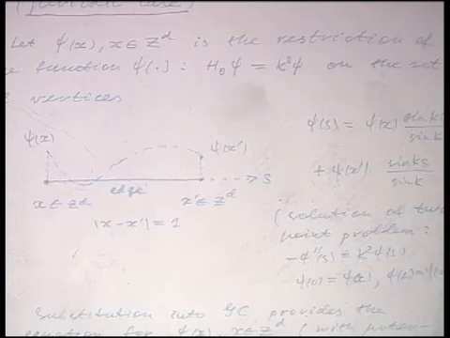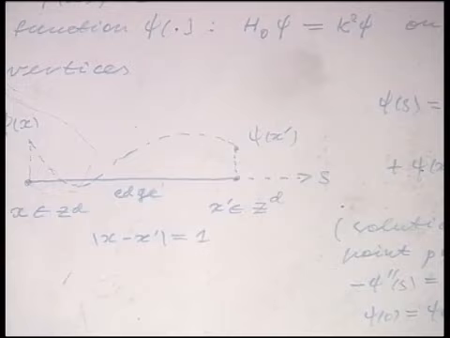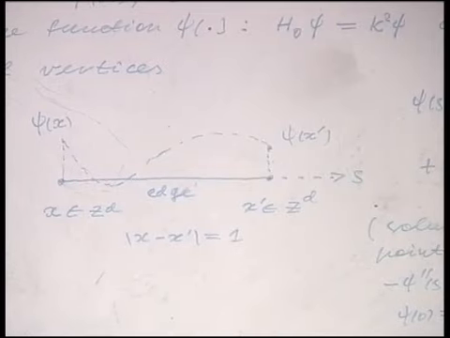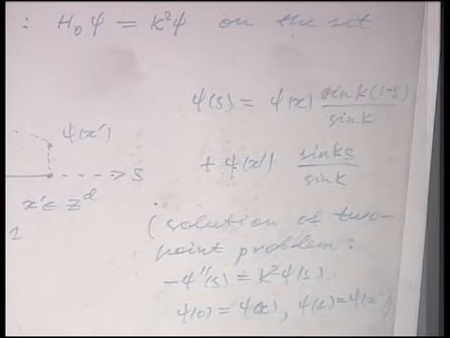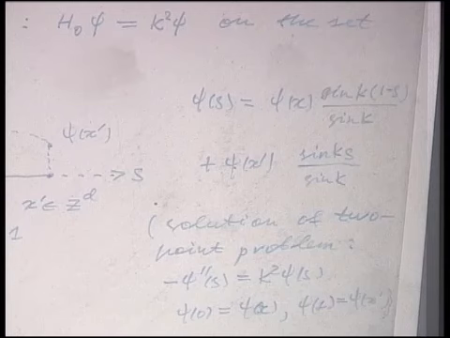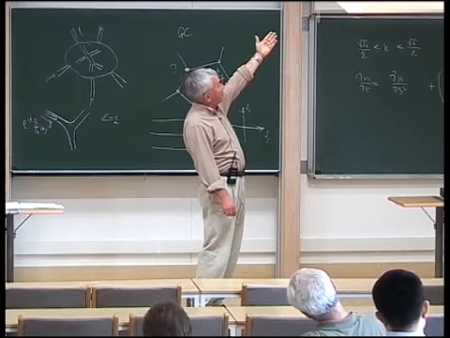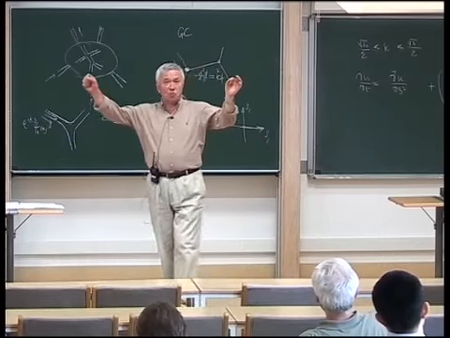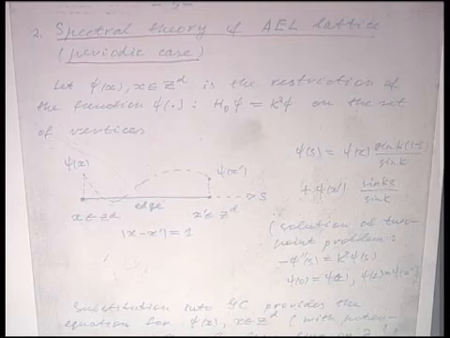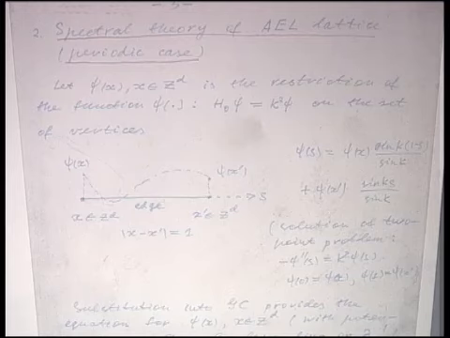Let us assume that we have a function psi of s on our graph. We can consider the restriction of function psi of x on the vertices only, psi of x belonging to Z^d. And after this, on each particular edge between vertices x and x prime, you must solve the equation second derivative of psi equals k squared psi, with 2 boundary conditions. It's the so-called 2-point problem. A solution does not always exist.